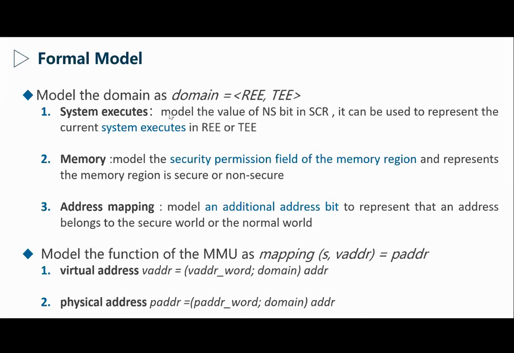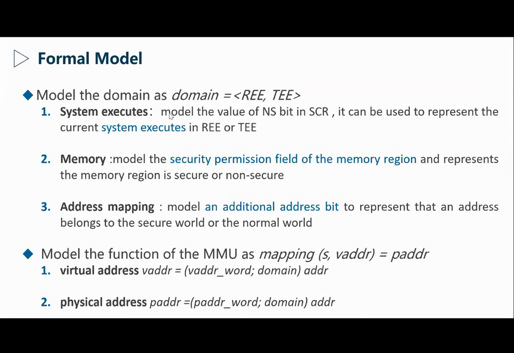The domain has three roles in our model. The domain used in system execution models the value of NS bit in the secure configuration register. It can be used to represent the system executing in REE or TEE. The domain used in memory models the security permission field of the memory region and represents whether the memory region is secure or non-secure. The domain used in the address mapping models an additional address bit and can be used to represent that an address belongs to the secure world or the normal world.